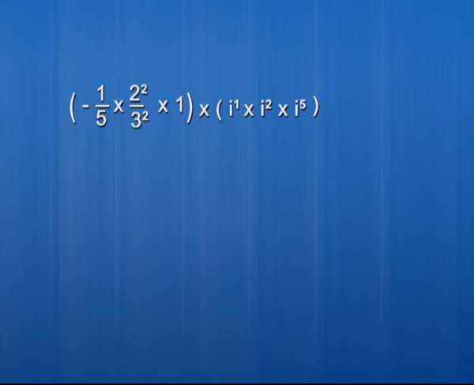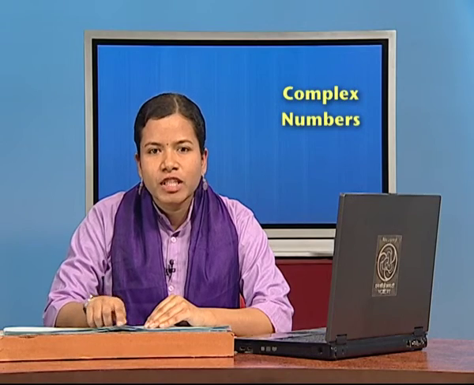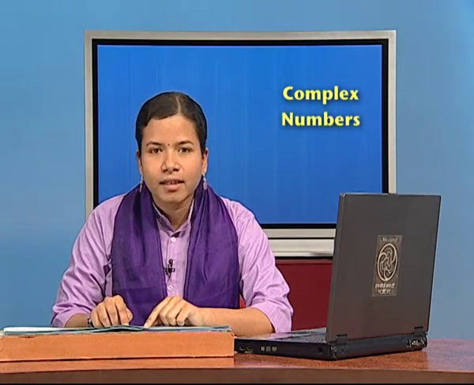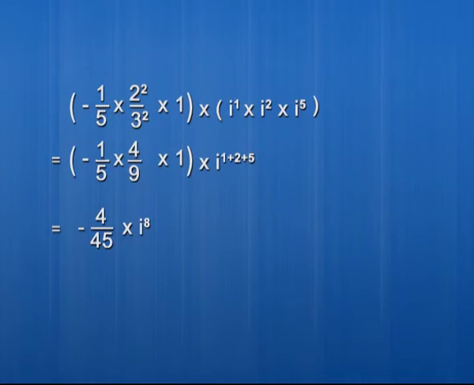Now, this can further be written as minus 1 by 5 and 2 square upon 3 square can be written as 4 by 9 and 1, and we will take their multiplication. Since the bases are the same, we will add the powers, and so here the term becomes i to the power 1 plus 2 plus 5. Now, if we multiply all the numbers, we can see that the result will be minus 4 upon 45, and if we add the powers, we get i to the power 8.